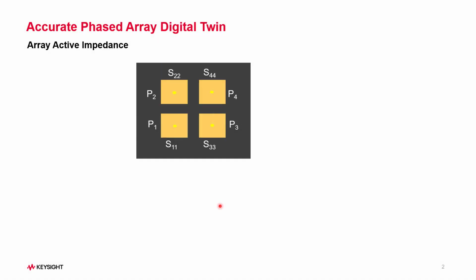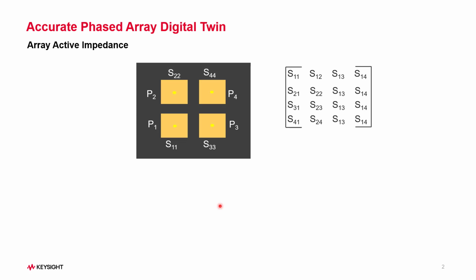Let us begin with a very simple phased array with 4 elements as shown here. If we electromagnetically simulate this structure, we will get the element patterns, which we call embedded element patterns, of each one of these microstrip patches, as well as the S matrix.